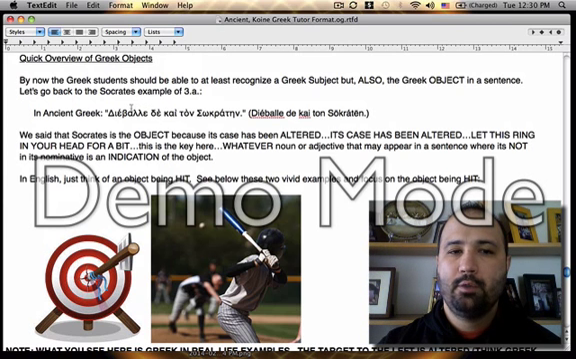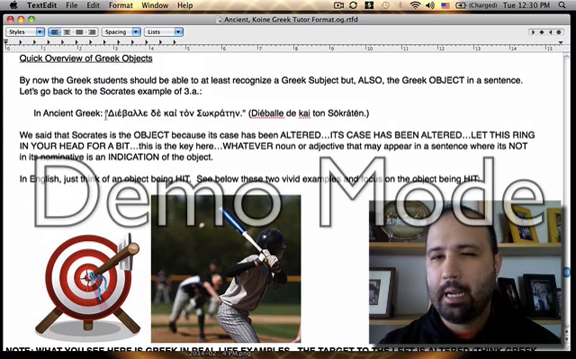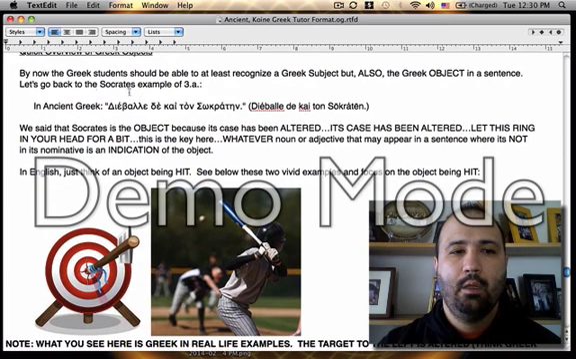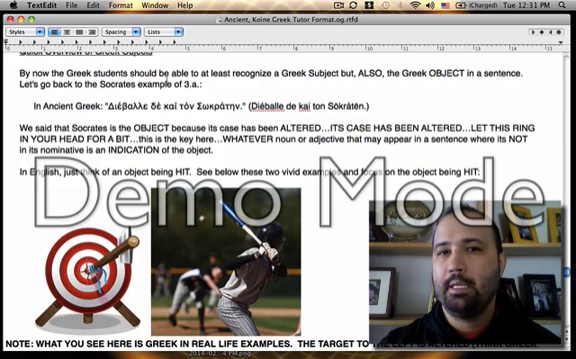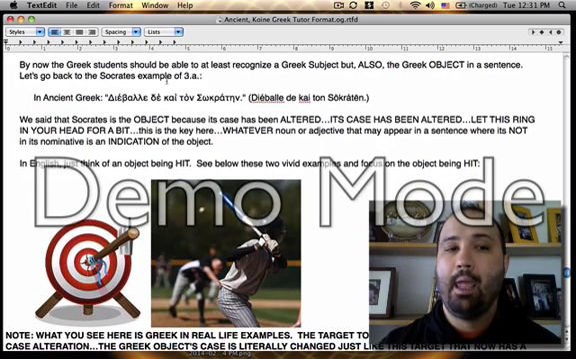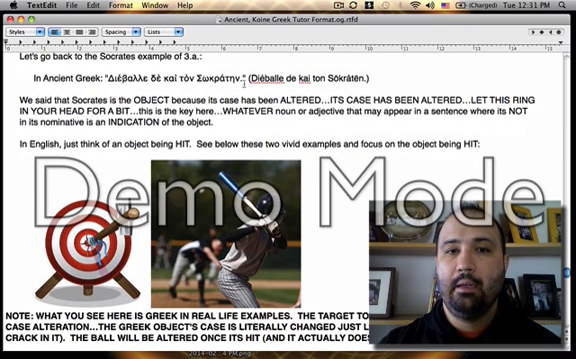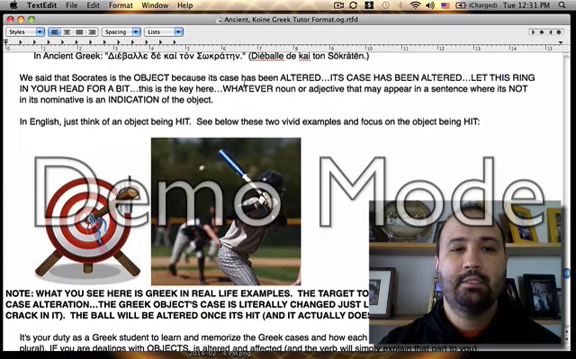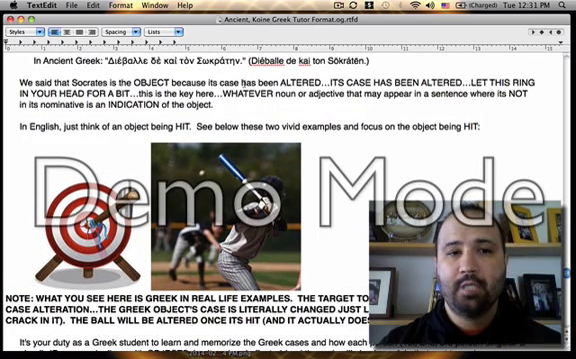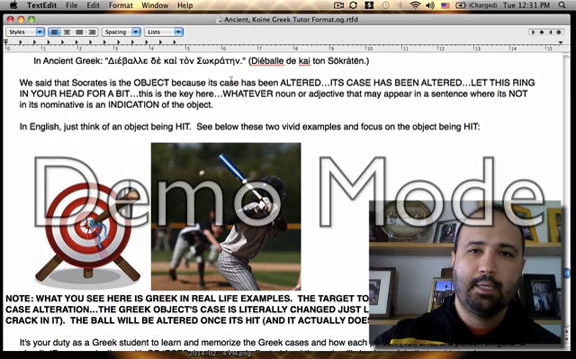Okay, let's go over a quick overview of Greek objects. By now, the Greek student should be able to at least recognize a Greek subject, but also the object in a sense. Okay, let's go back to our Socrates example in 3a of our study guide. In ancient Greek it says, Διέβαλε δε και τον Σοκράτην. We said that Socrates is the object.